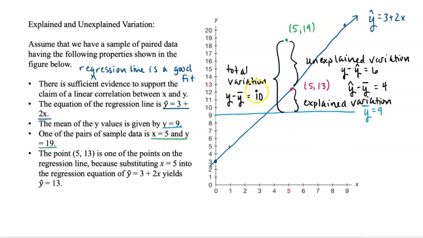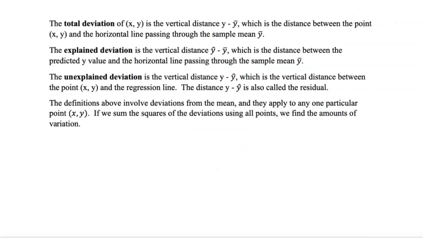We know the total variation, in this case of 10, is just the unexplained variation of 6 plus the explained variation of 4. And this is the case for all given points. They apply to one particular point.